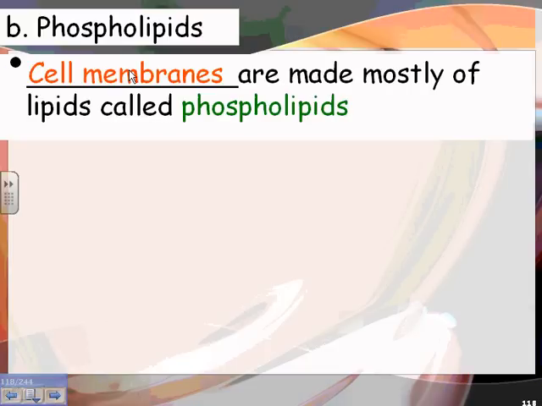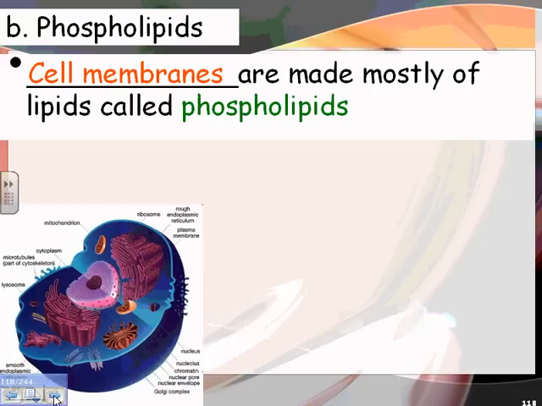Phospholipids are found in cell membranes. So cell membranes are made mostly of lipids called phospholipids. And so here's a cell, and this part is the cell membrane. It's like an envelope that the entire cell is in, and so it keeps the inside separate from the outside of the cell. And inside here, the cell membrane itself is made out of mainly phospholipid molecules.